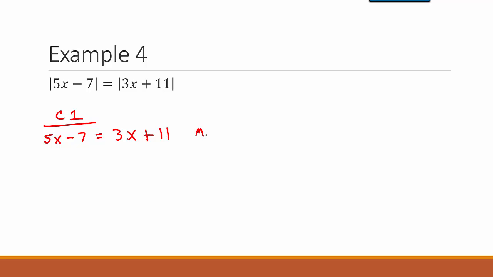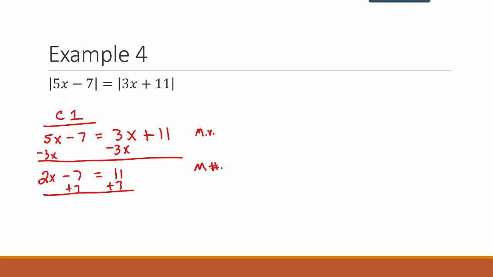So move the variables to get all the variable terms together. Move the numbers. And if you want to do these 2 steps all in one step, you can. And then the last step, divide by 2, and x equals 9. So that is one of my solutions.